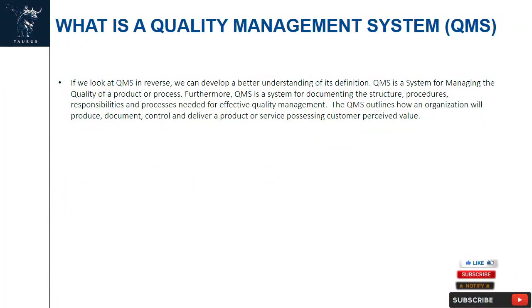What is a quality management system, QMS? If we look at QMS in reverse, we can develop a better understanding of its definition. QMS is a system for managing the quality of a product or process. Furthermore, QMS is a system for documenting the structure, procedures, responsibilities and processes needed for effective quality management. The QMS outlines how an organization will produce, document, control and deliver a product or service possessing customer perceived value.